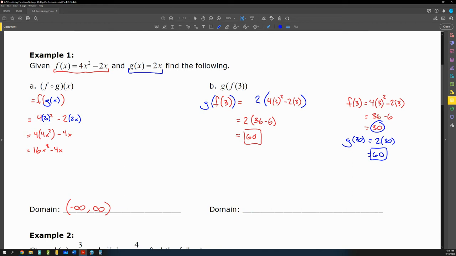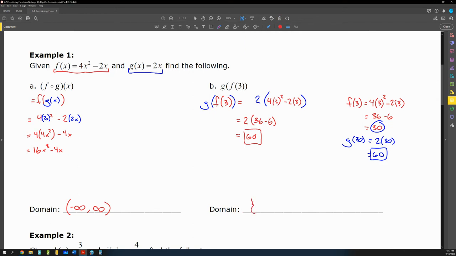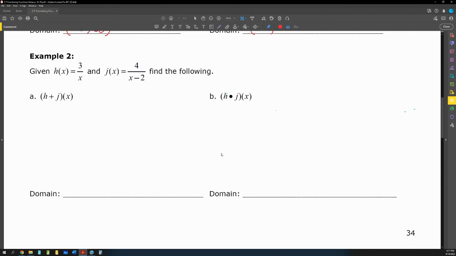Or you can just simply evaluate f of 3 first and then plug that output into the input of g. All right. So the domain here, well, this is just a single value. So the domain here is just the discrete value 30 because we only evaluated g of f of 3. So not really much of a domain. Otherwise, it's the same domain, all real numbers.